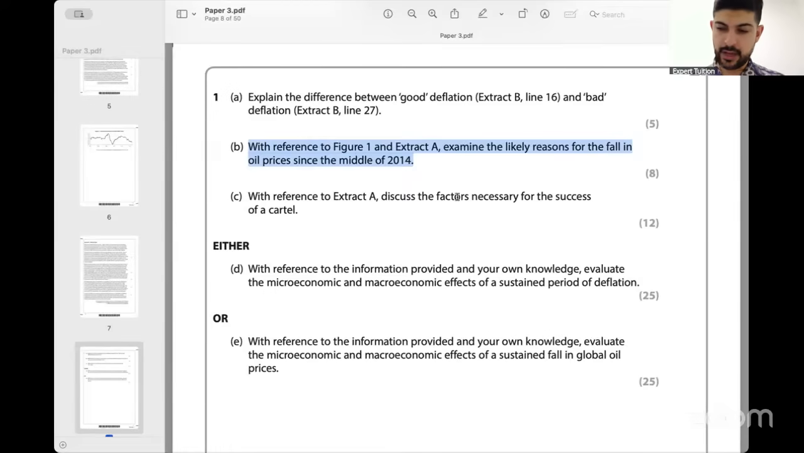Okay, I have a question for you guys. Is this a micro or macro question? I'll give you guys a second.